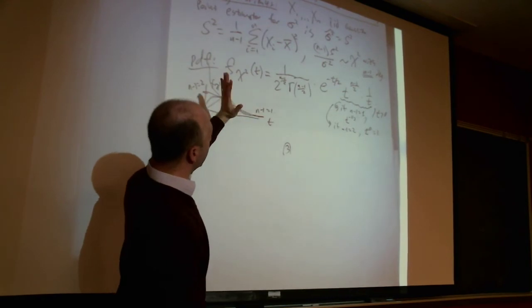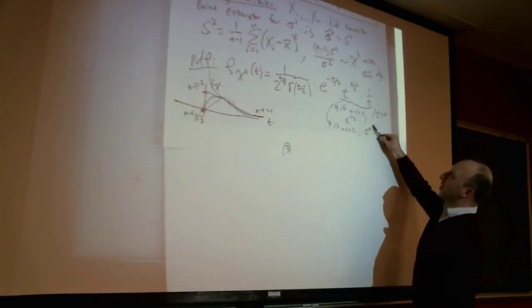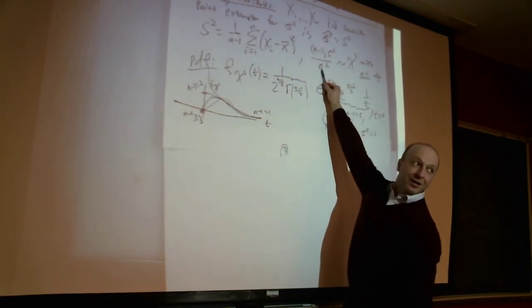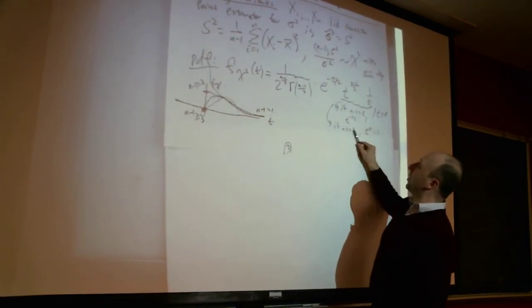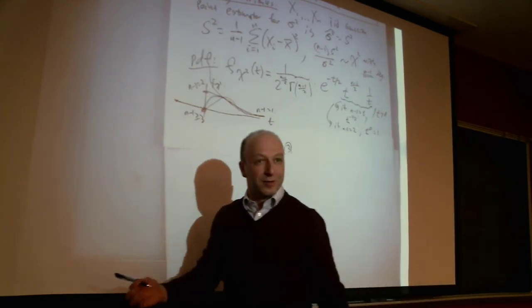So what are we going to do? We know exactly what these curves are. These functions do not depend on sigma. So we can use this chi-square distribution as an estimator for sigma squared.